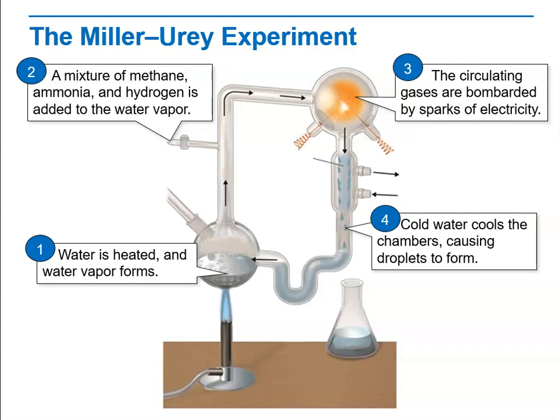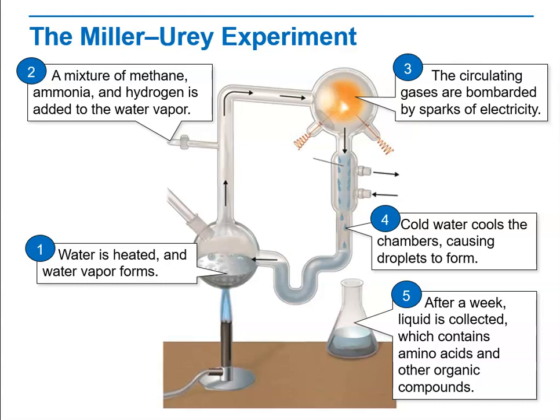The liquid circulated through the experimental apparatus for a week, and the results were spectacular. The experiment produced 21 amino acids. Miller and Urey's experiment suggested that organic compounds necessary for life could have arisen from simpler compounds on a primitive Earth. Amino acids are those complex compounds that eventually combine to form proteins.